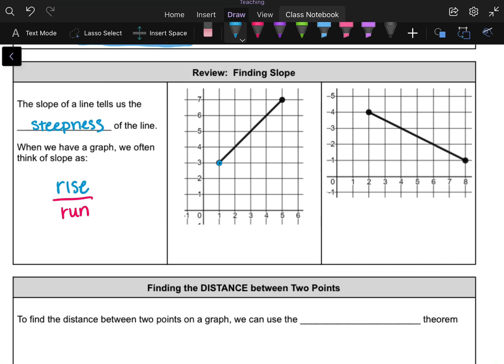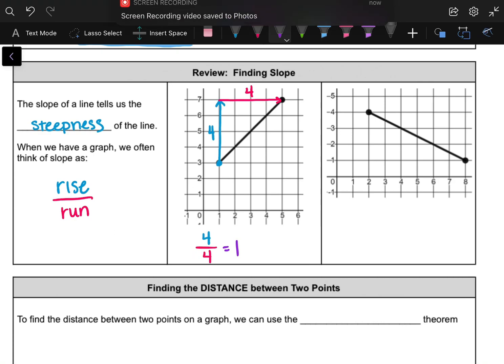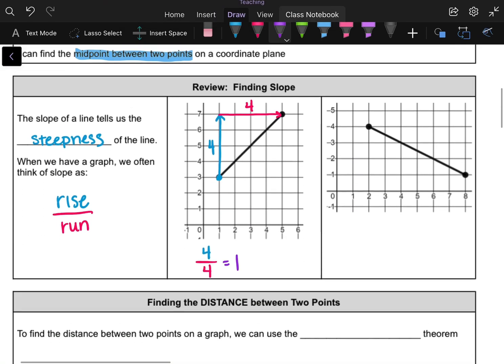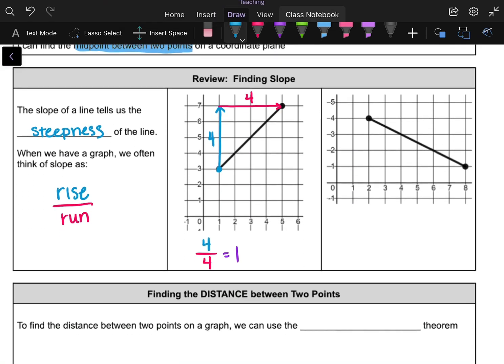In this next example, I'll start with the one on the left here. So I go up first, we go up by 4, and then we do our run. So run over here to the right by 4. So our rise over run is 4 for our rise, 4 for our run. We always want to simplify this so we get 1 for our slope. Alright, we want to take a look at the next example here.